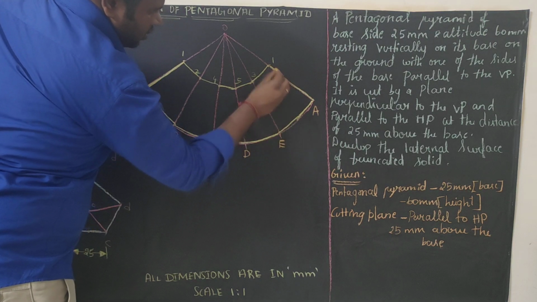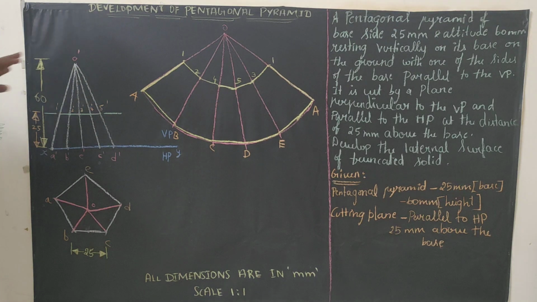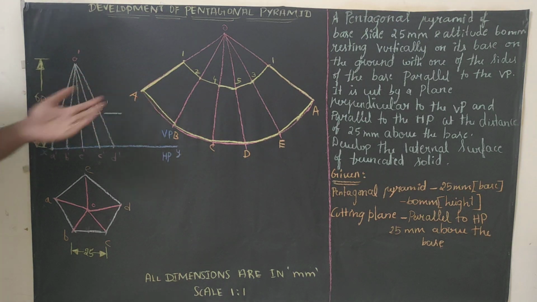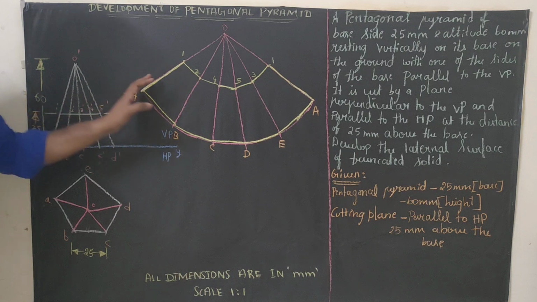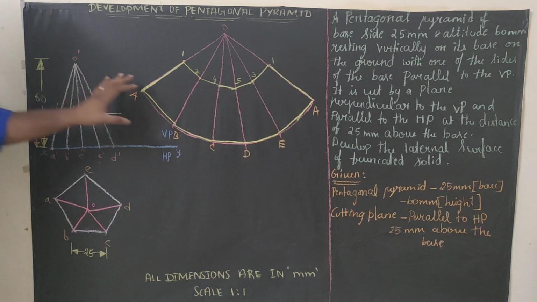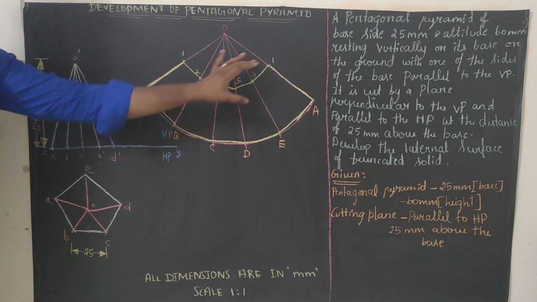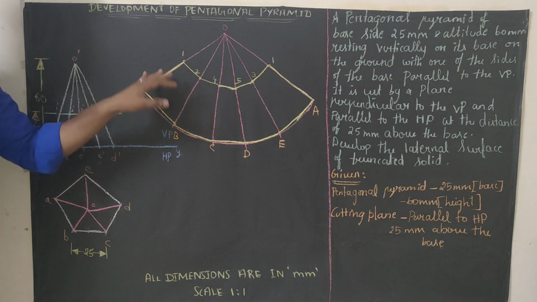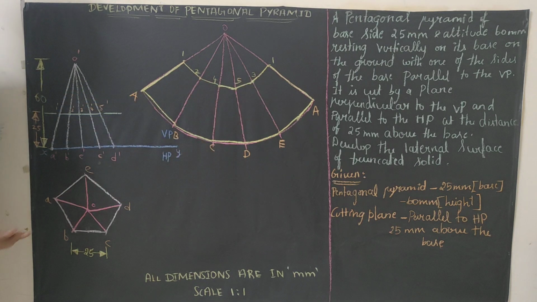So we need to darken light. Whatever we are having in yellow color, the outer border, is your solution, and this is the developed surface once the pentagonal pyramid is cut. This is what we will be getting. Naming is your own wish. If you want, you name; if not, if you just mark the points and connect, also no problem.